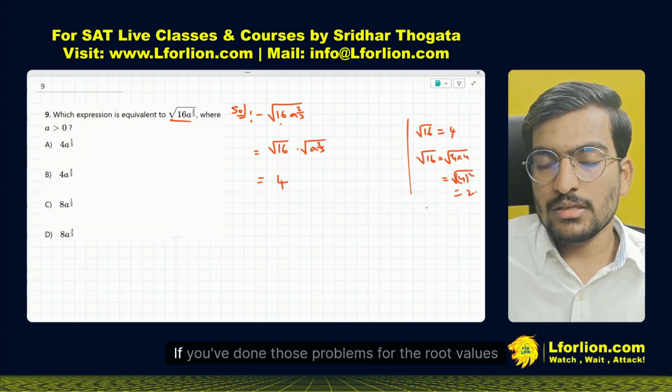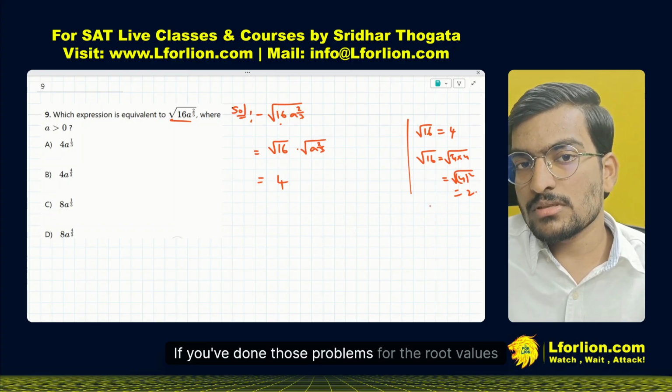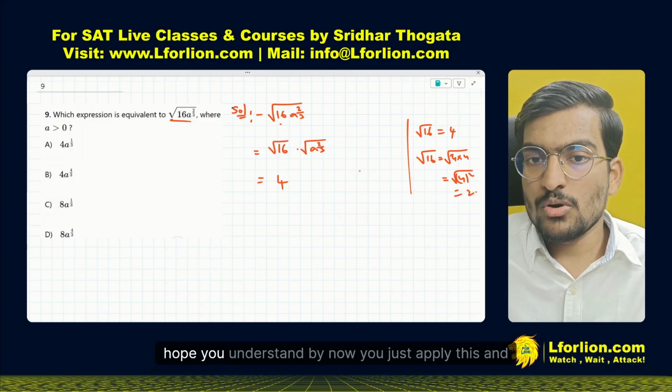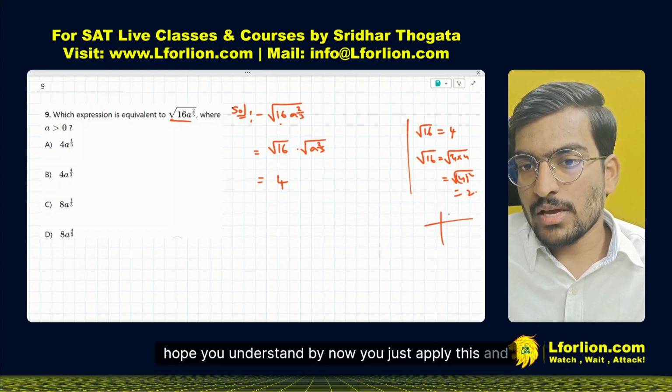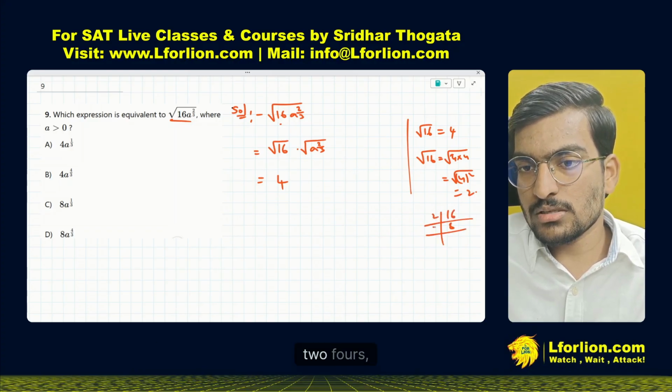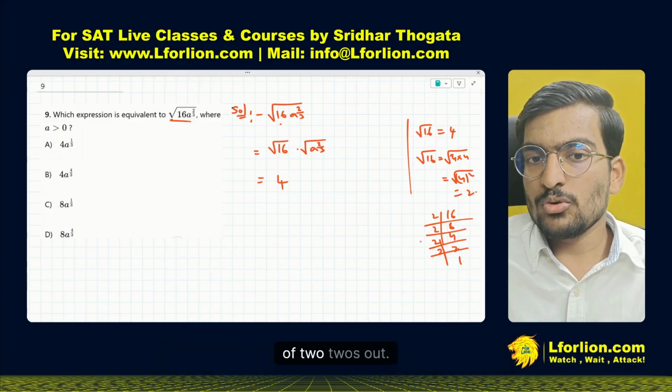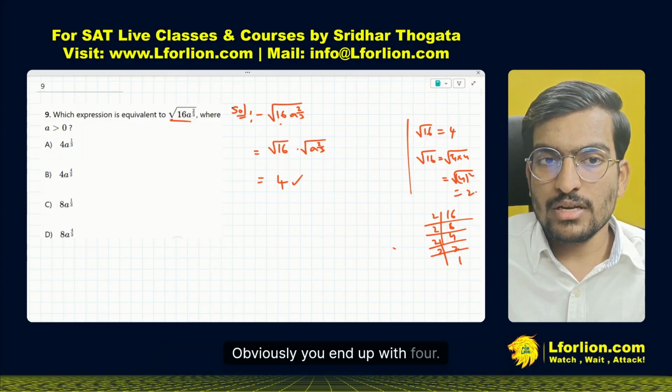If you've done the problems for the root values in exercise 3 with the help of the short division method, hope you understand by now. You just apply this and do it. Short division method, 2 8s, 2 4s, 2 2s. So you got 4 2s, put that under root and then you can get the value of 2 2s out. So obviously you end up with 4.